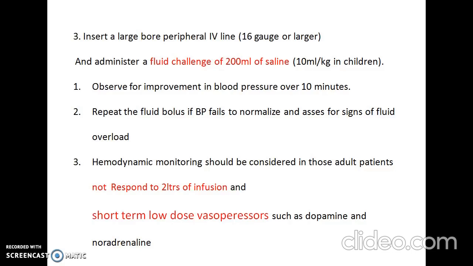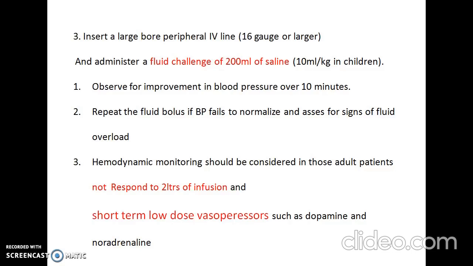After giving this fluid challenge, observe the patient for improvement in blood pressure. For 10 minutes the blood pressure should be checked. Then repeat the fluid bolus if BP fails to normalize, and assess for signs of fluid overload, because we should not keep on administering fluid. Simultaneously you have to check whether any fluid overload is happening in the patient, and along with that monitor whether the BP is rising because of the fluid challenge.